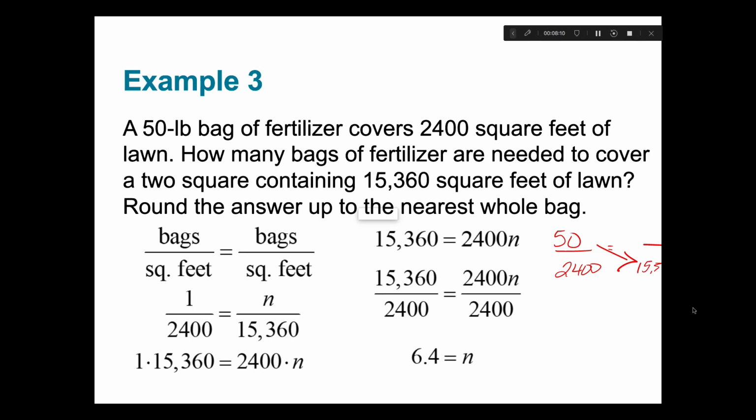You've got a calculator in your hand. Do it for me real quick. 50 times 15,360. 768,000. And then I'm going to divide that by 2,400. That gives me what? I got a big number on there. Which is it, 320 or 32? You all have calculators. Work it out and tell me the answer.